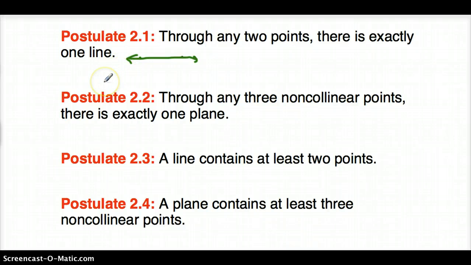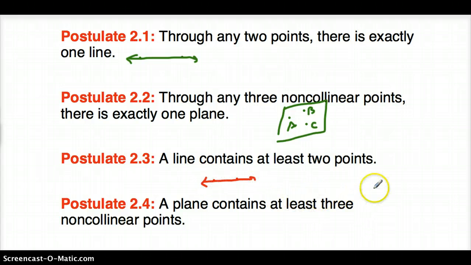Through any 3 non-collinear points, there is exactly one plane. Remember, we've talked about when you have 3 non-collinear points, that's how you name a plane. So I have points A, B, and C. If I have 3 non-collinear points, then I'm going to have a plane. A line contains at least 2 points. If I'm going to have a line, there have to be at least 2 points on that line.